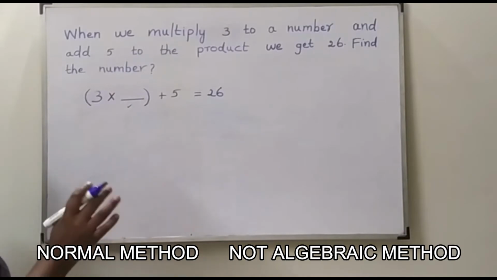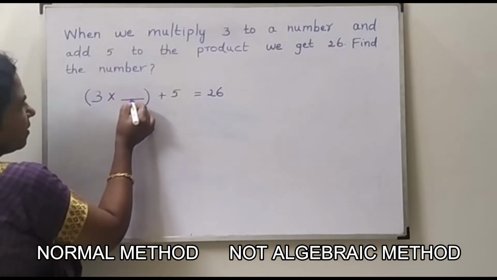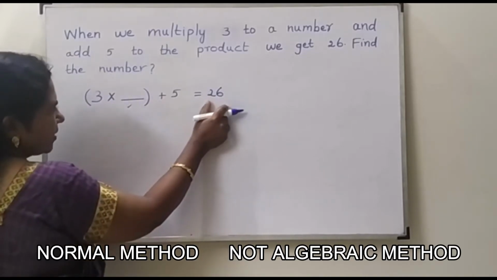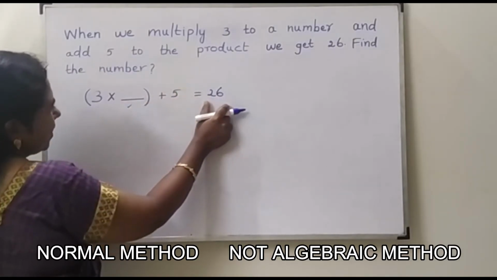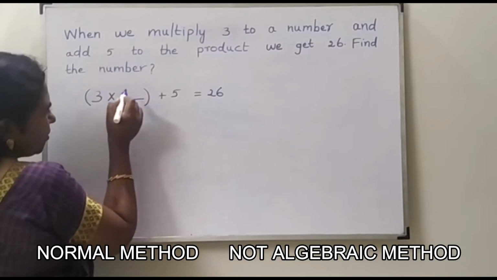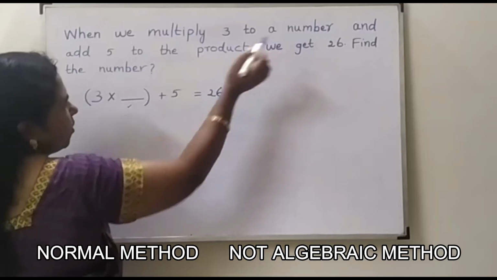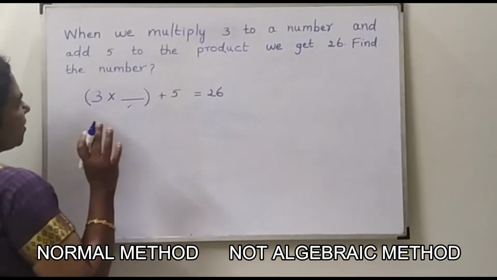So normally what will we do? We will substitute different values here and find out whether we are getting 26. In whichever case we get 26, the value we have substituted there will be the answer. That will be the unknown number. So in that method we will bring out the answer.